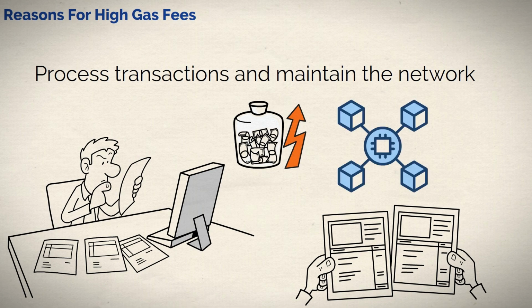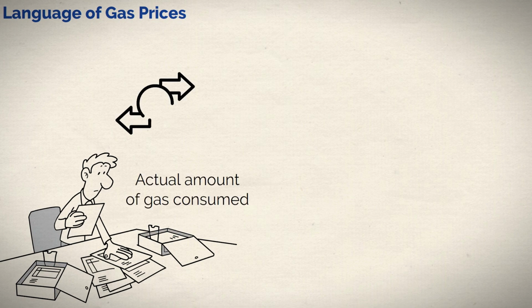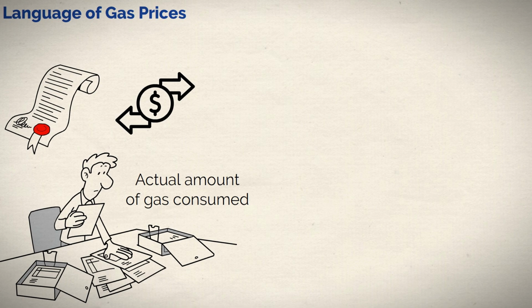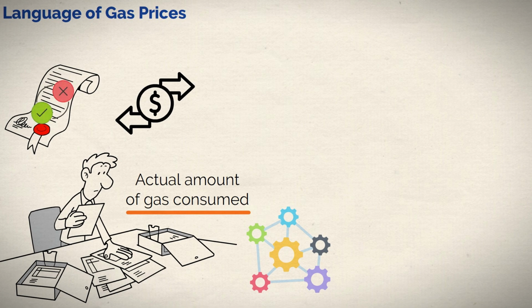So let's dive deeper into the concepts of gas used and gas limit. Well, the concept of gas used simply means the actual amount of gas consumed during the execution of the transaction or smart contract. The amount of gas used can vary, depending on the complexity of the transaction, like whether smart contracts are involved. Gas limit is another important concept.